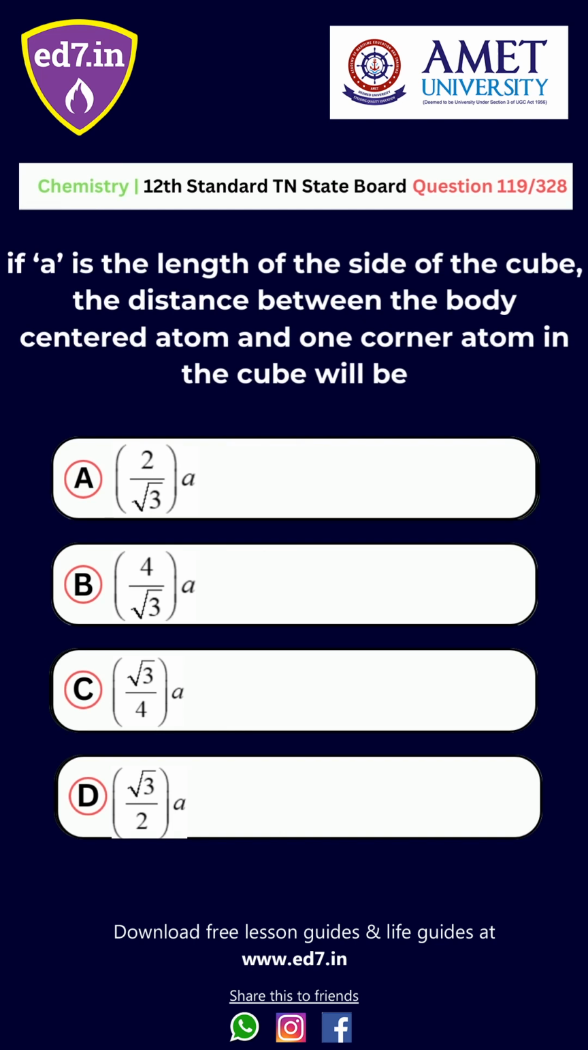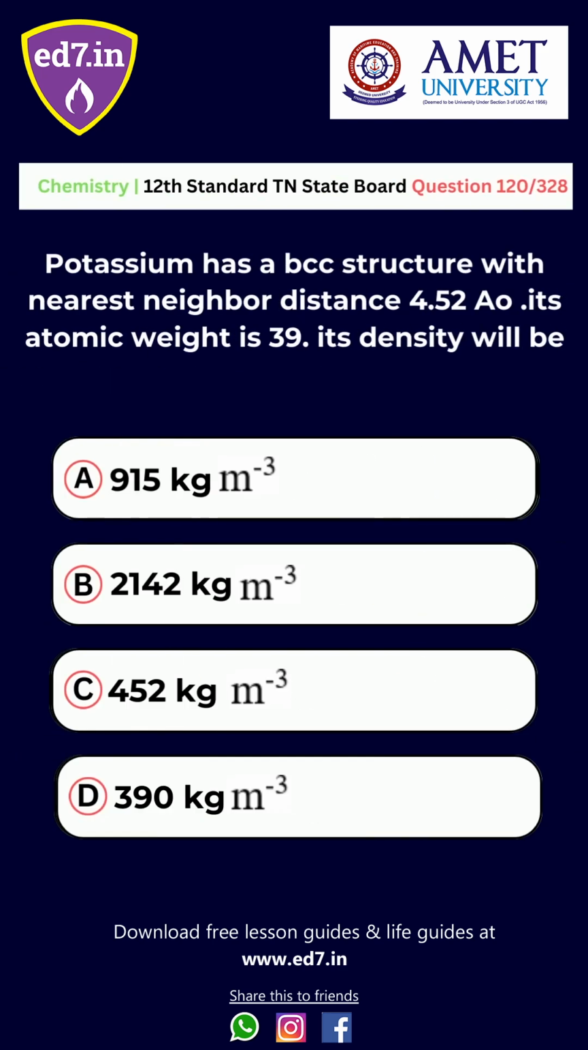Question number 119. If a is the length of the side of the cube, the distance between the body-centered atom and one corner atom in the cube will be: option A, 2 by root 3 into a; option B, 4 by root 3 into a; option C, root 3 by 4 into a; option D, root 3 by 2 into a. The correct option is option D, root 3 by 2 into a.